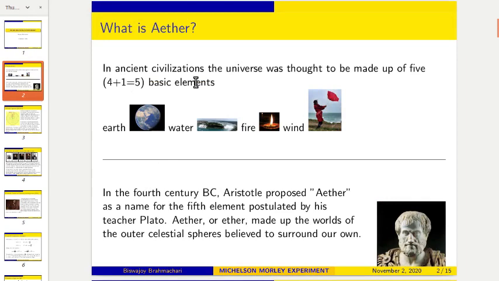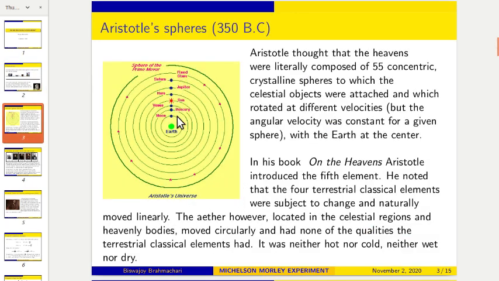In ancient civilizations, the universe was thought to be made up of basic elements: earth, water, fire, wind. These are the 4 elements, and then Plato thought that there is ether, and so did Aristotle. Aristotle proposed ether as the name of the 5th element, postulated by his teacher Plato. In the following figure we will see a picture of the universe.